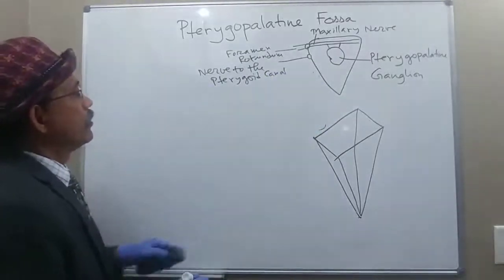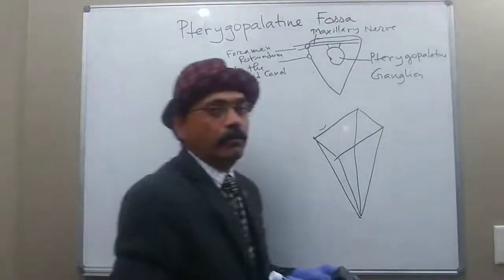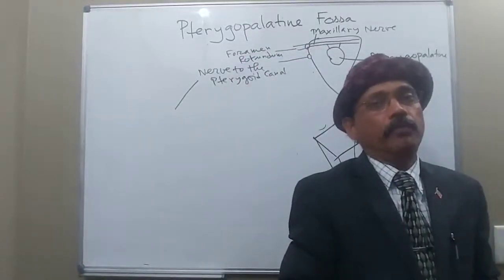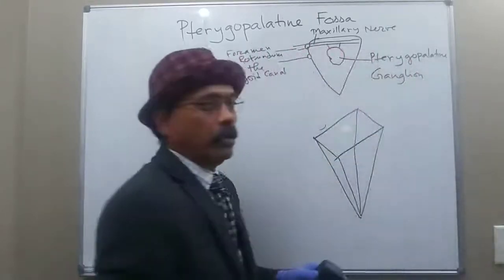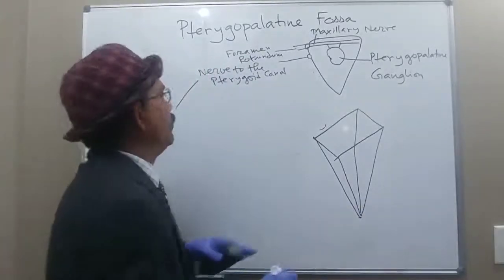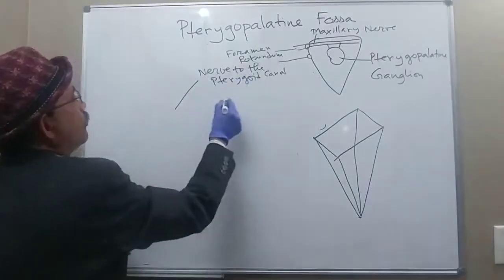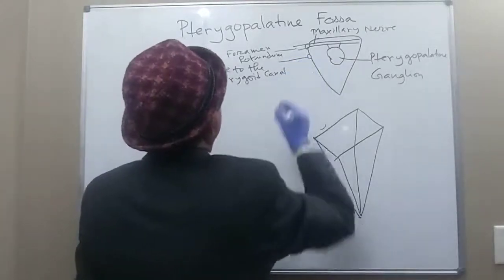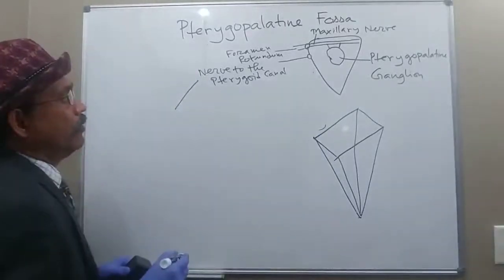Why is it so important? This is the nerve which is formed by the union of the greater petrosal nerve and the deep petrosal nerve. They form the nerve to the pterygoid canal over, or inside, the foramen lacerum area. So this is the pterygoid canal. How is the nerve to the pterygoid canal formed?